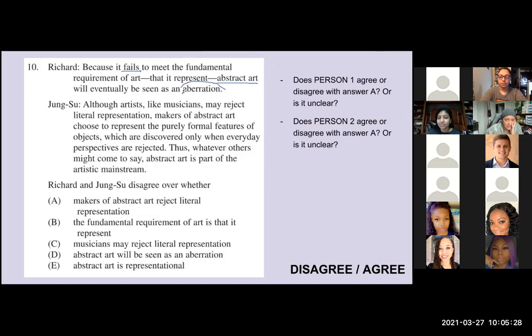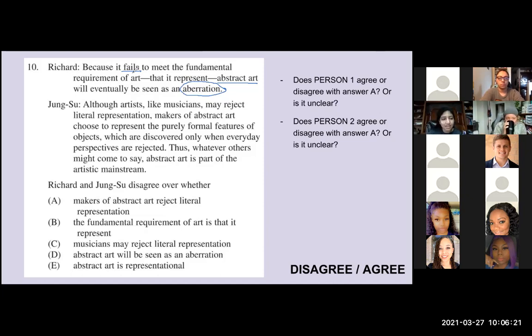Even if we didn't know what this word meant, does it mean something good or bad, do we think? So Richard is saying that abstract art fails to meet this requirement of art, and art should represent. So that means that abstract art doesn't do a good job of representing. Does that make sense? And then Richard goes on to say that abstract art will eventually be seen as an aberration. Does that probably mean something good or bad if it failed in some way? Something bad. Yeah. So he's basically saying it'll be seen as something not great, right?